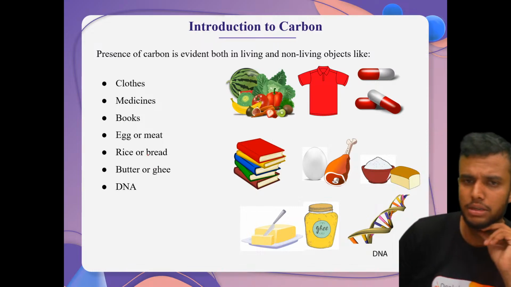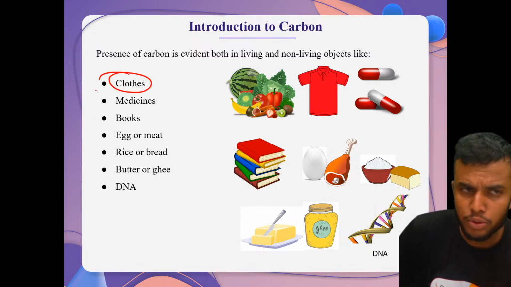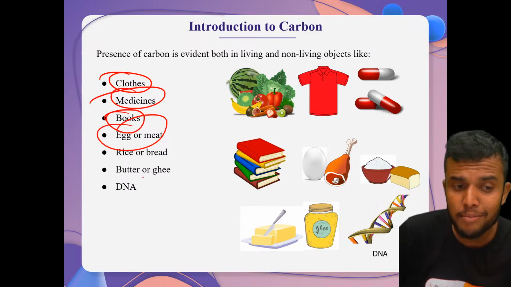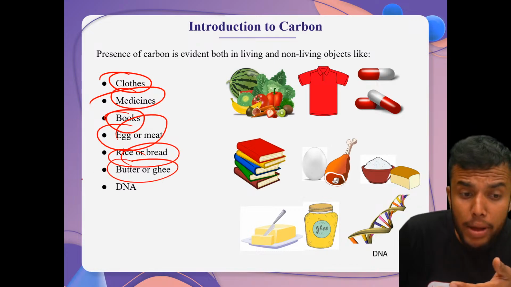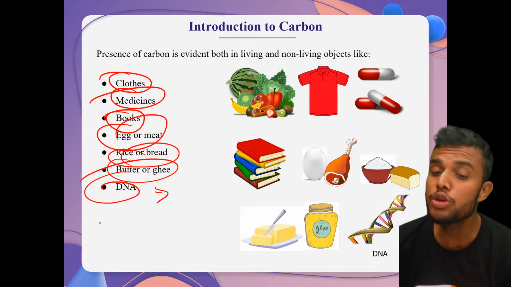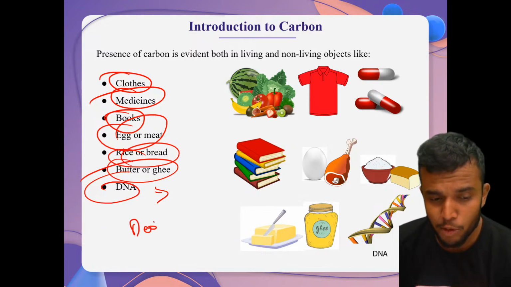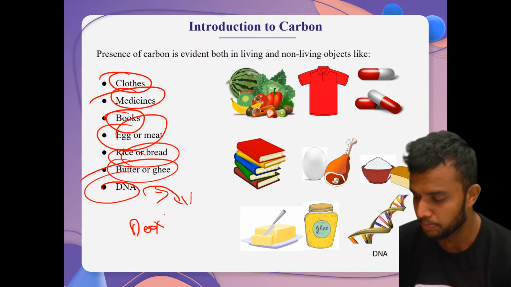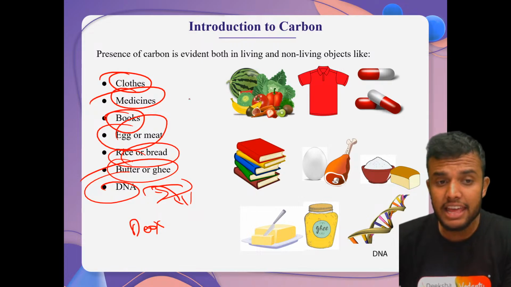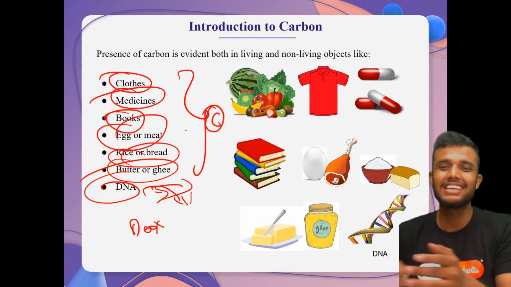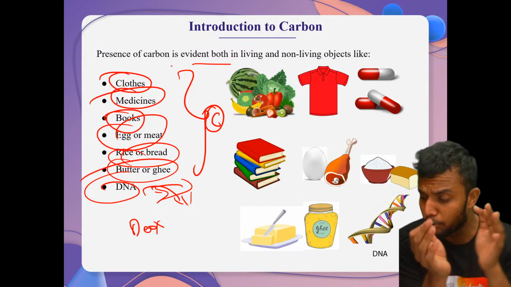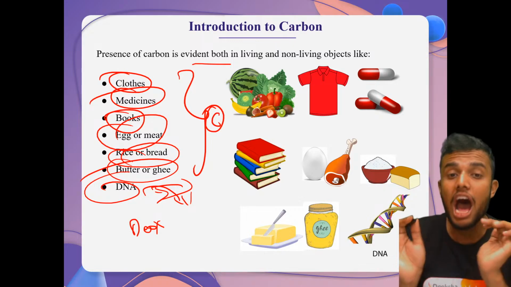Yes, introduction about carbon. Students, without clothes we never go outside. And medicines are also very important. And books, egg, meat, rice, bread, butter, ghee, DNA. What is the full form of DNA? Deoxyribonucleic acid, right? In this DNA, carbon is there. Presence of carbon is evident in both living and non-living things. In both living and non-living, carbon is present, students.